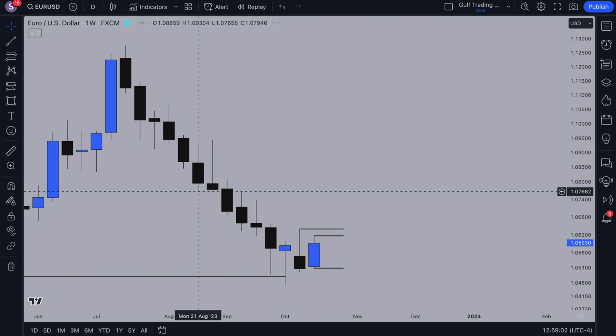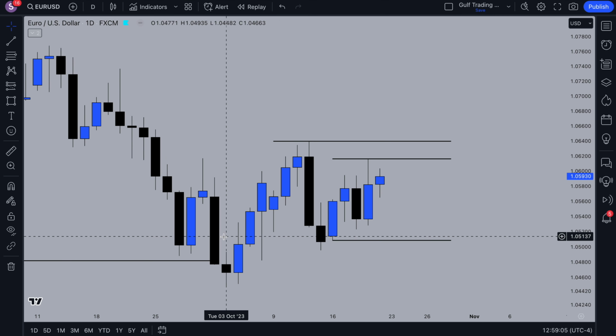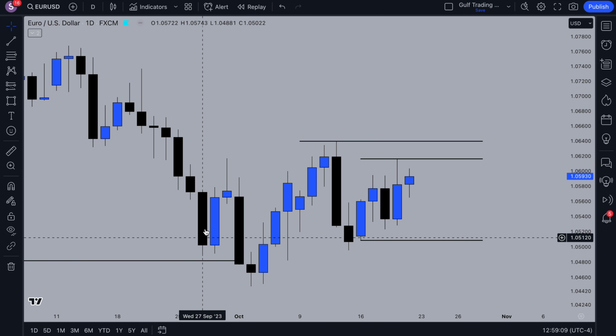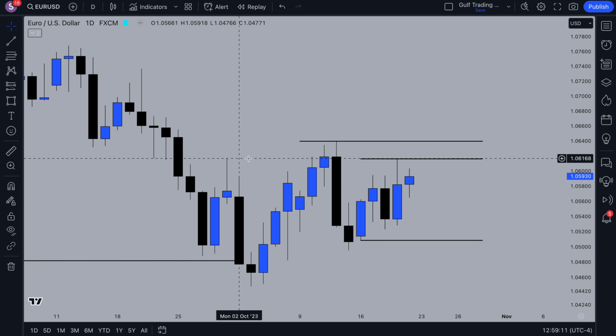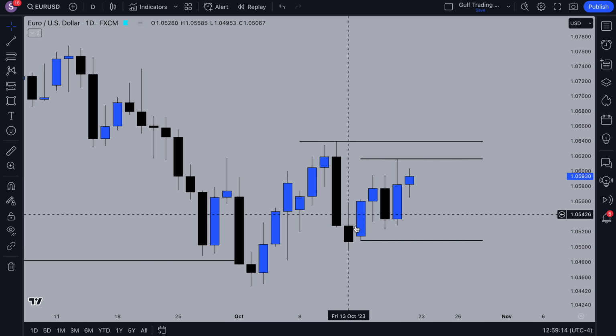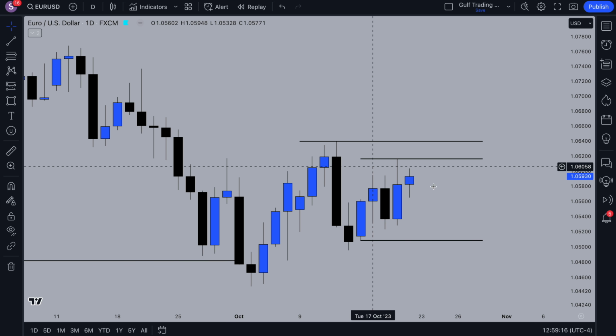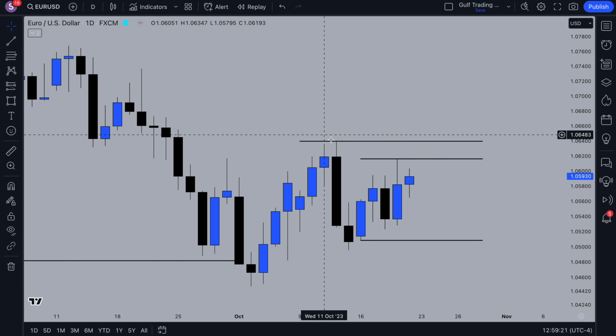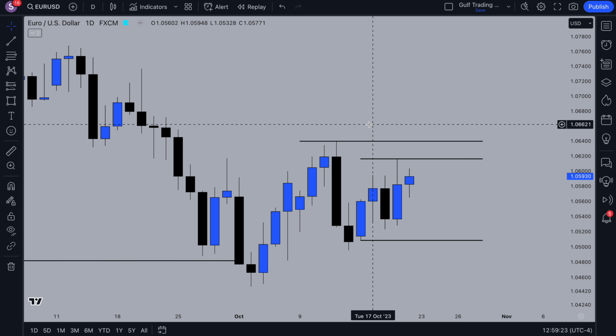If I go down to the daily, what you'll see is market structure's changed. We've got this liquidity sweep, and then price changed market structure up here, got a change of character, closed above this high, and had a pullback. Now my bias is that we're going to continue up, taking out last week's high and also the high from the week before it.